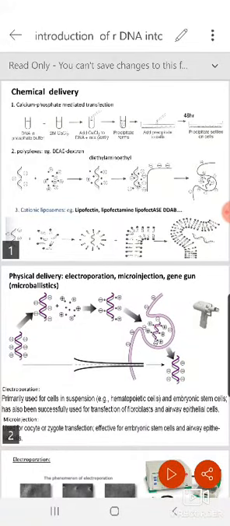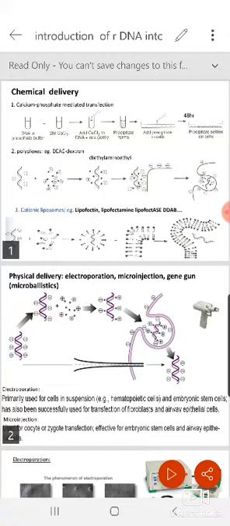Good morning, students. Our topic today is introduction of recombinant DNA into host cell. There are different techniques for introducing the recombinant DNA inside the host cell. Based on the host cell type, we generally use two different terminologies. If it is a bacterial cell, we generally use the word transformation. If it is animal cell culture, then we use the terminology transfection.